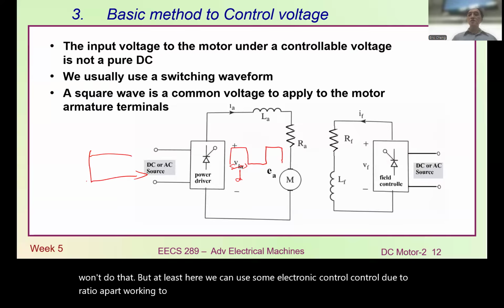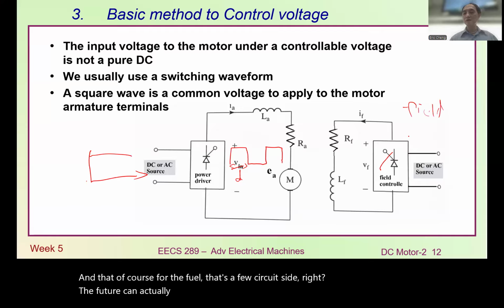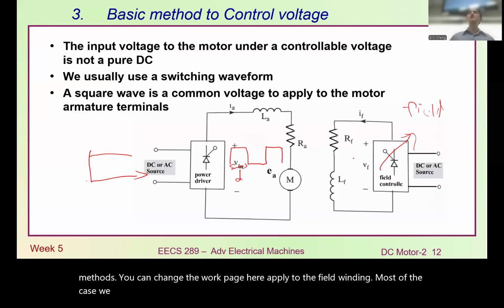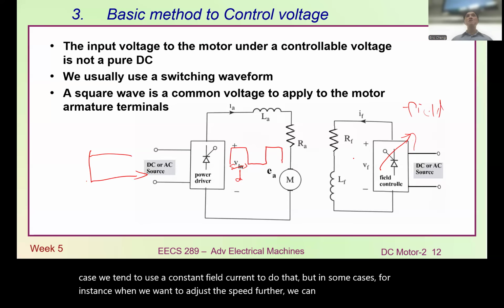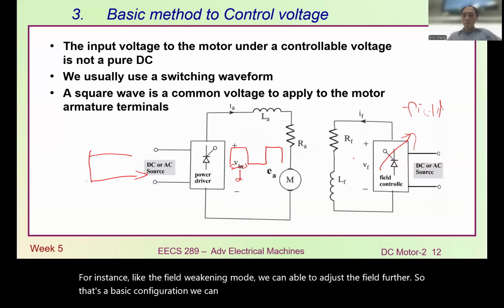And then of course for the field, that's the field circuit side, right? The field circuit actually will produce a variable voltage by using the chopping method. We can change the voltage here, apply to the field winding. Most of the case, we tend to use a constant field current. But in some cases, for instance, when we want to adjust the speed further, we can use the field to do that. For instance, like the field weakening mode, we are able to adjust the field further. So that's a basic configuration we can see for DC motor control.